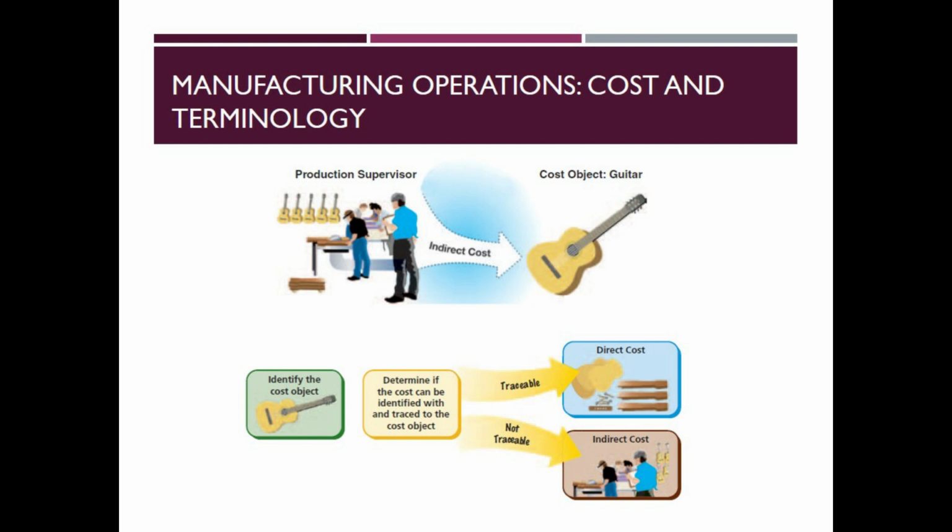Okay, so you can see here how classification of direct and indirect cost is made. You identify the object. Next, you determine whether the cost can be identified with and traced to the object. If it's traceable, it is considered a direct cost. If it's not traceable, then it's an indirect cost.